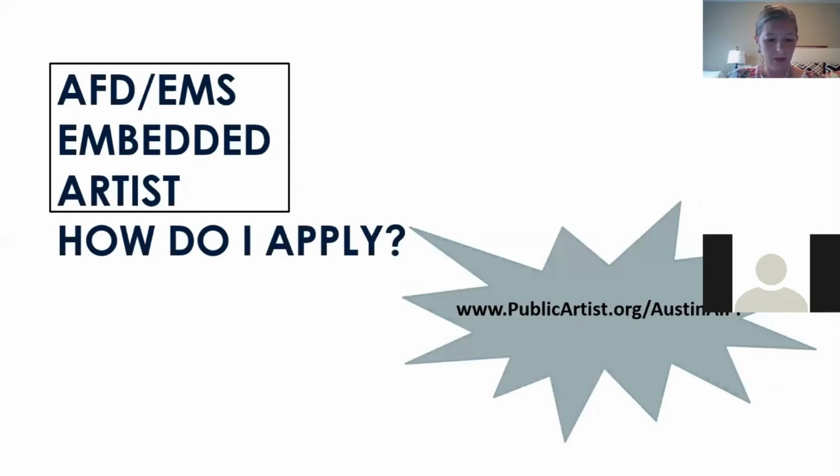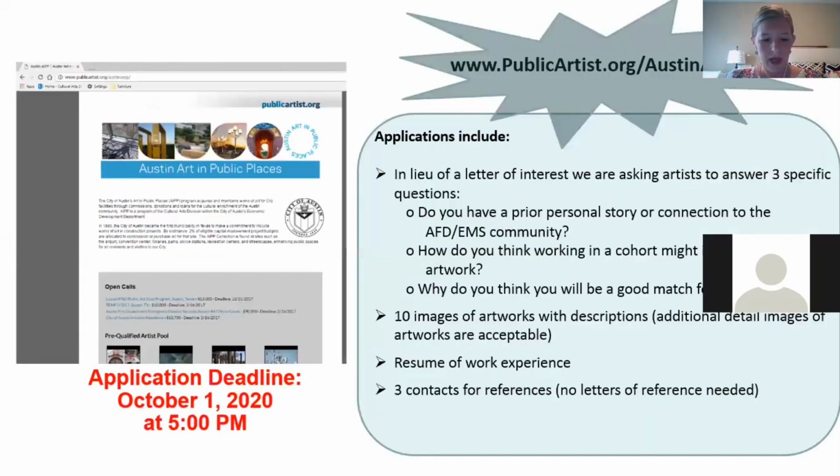So how do I apply? The application process. AIPP only accepts applications through publicartist.org. You must upload and include imagery of your work, a resume, and 3 references, just name, phone, email, plus answer some key questions.